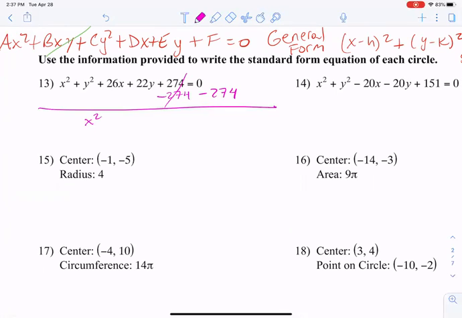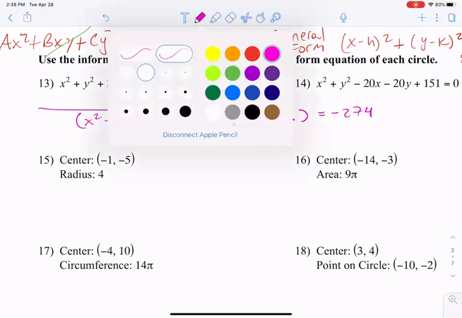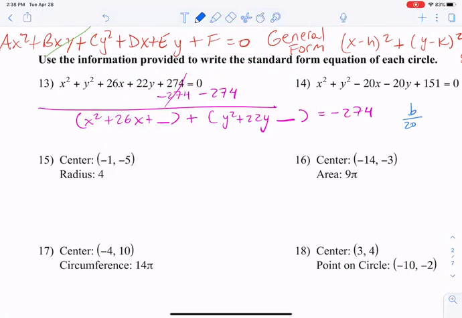So this is x squared plus 26x. Like I said before, let's put the x's together. I'm going to leave a space because I have to complete the square. Plus y squared plus 22y. I'll leave space, and set this equal to negative 274. And remember, when we're completing the square, we're always going to get a positive number here for c. If you recall, this is the formula to get your c value, but as I said before, it's always going to be positive anyway.